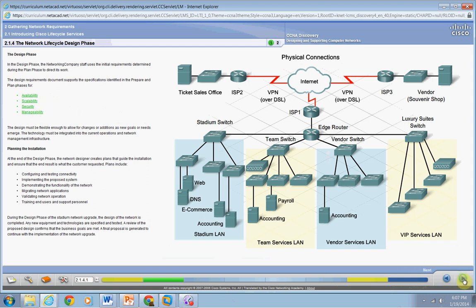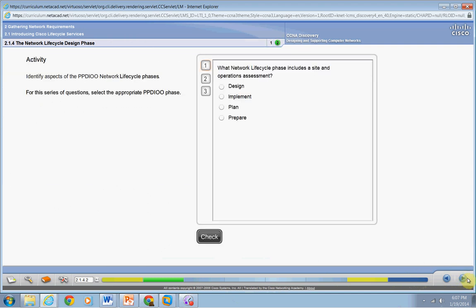So then you move on to taking this part. We're going to do this activity: we're going to identify the aspects of the PPDIOO network. For this series of questions, select the appropriate PPDIOO phase. What network lifecycle phase includes a site and operation assessment? That would be the plan phase.